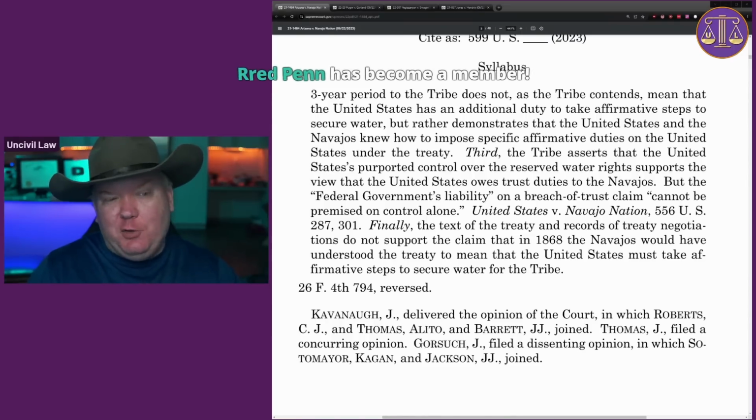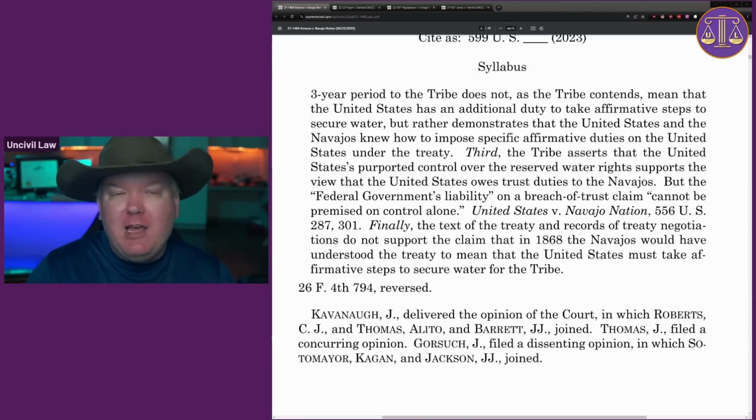So yes, it's your land. Yes, we give it to you. Yes, we have a general duty to you in a very general way, but no, not so much specifically the water. Go fight for the water on your own terms. Kavanaugh delivers the opinion in a 5-4 split decision.